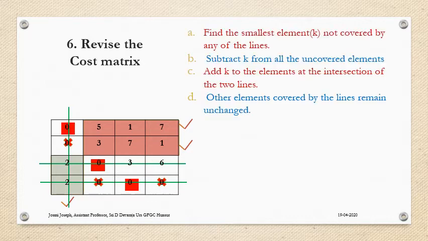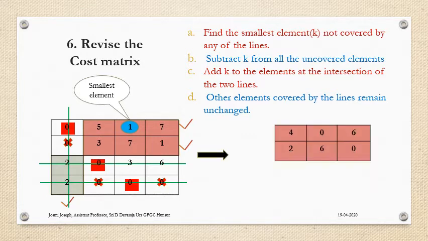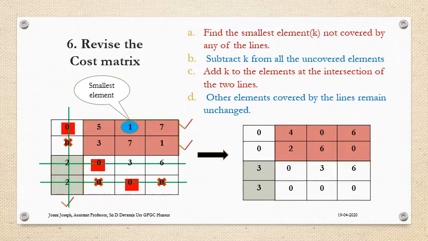The procedure to revise the cost matrix is like this. Find the smallest element not covered by any of the lines. Here the smallest element is 1. Then subtract 1 from all the elements which are not covered by the lines. So the result is this. And add 1 to the elements at the intersection of two lines like this. And all other elements remain the same. So using this revised cost matrix, we search for the optimum assignment in the next step.